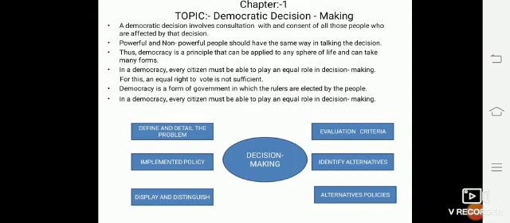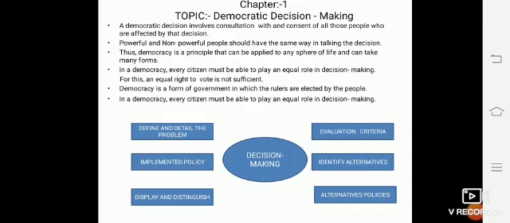The democratic system or rule of the majority is usually traced to ancient Greek city-states, although it's probable that people have been voting in one form or another throughout human history. Or we can say that a democratic decision involves consultation with and consent of all those people who are affected by that decision. In a democracy, every citizen must be able to play an equal role in decision making.